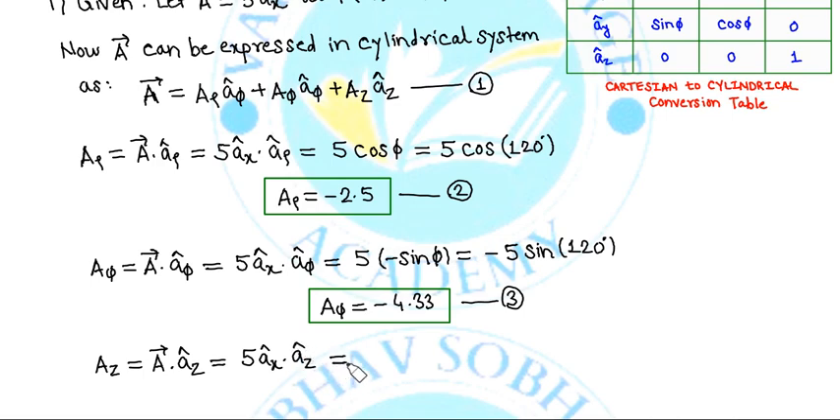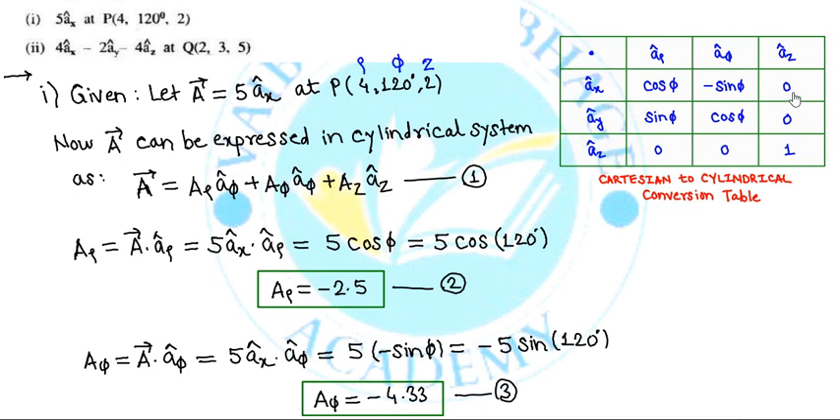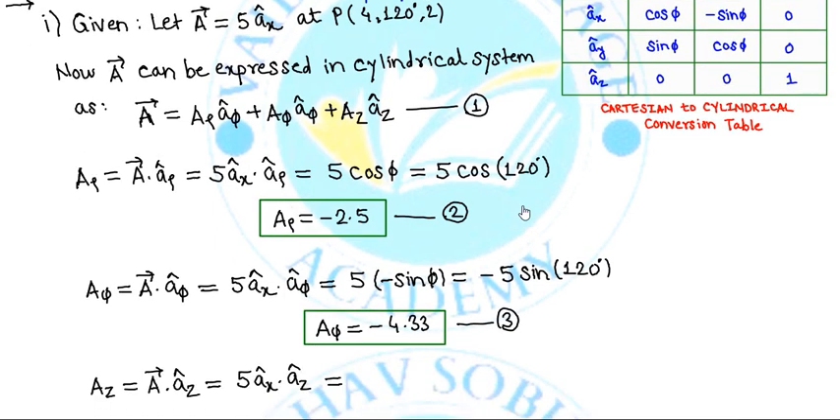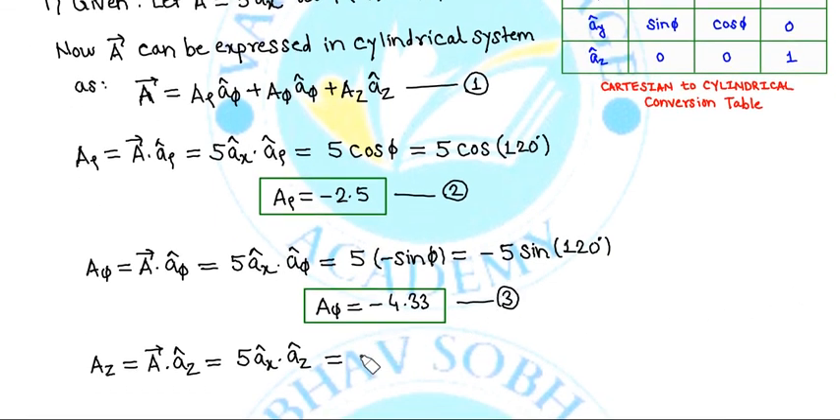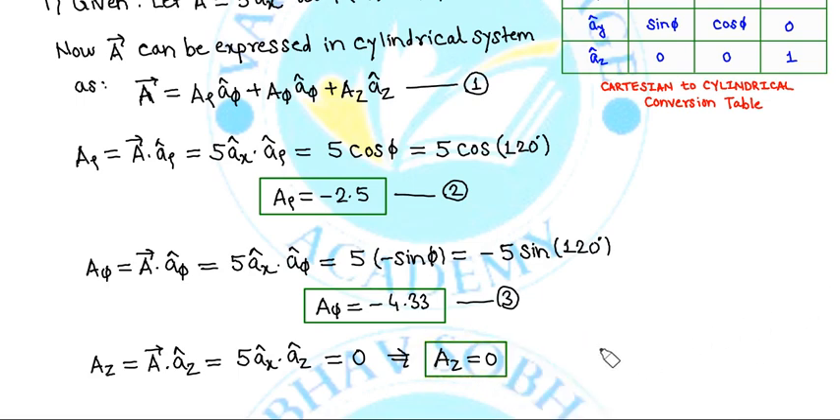Now from this convergent table, what is the dot product between AX and AZ? The dot product between AX and AZ is equal to 0. See over here, AX dot AZ is equal to 0. So from this you can write that the magnitude along the Z direction is equal to 0. Assign some equation number to that one. So this is our equation number 4.